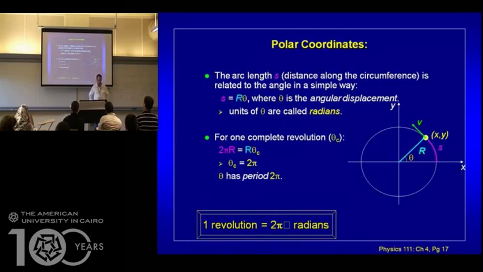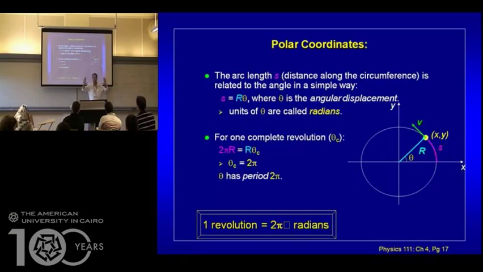I'm going to skip that. This is the most important part. S equals r theta. What is S? The arc length, which is the linear displacement, by the way. Now I'm trying to relate S, which is the linear displacement, to theta, which is the angular displacement.